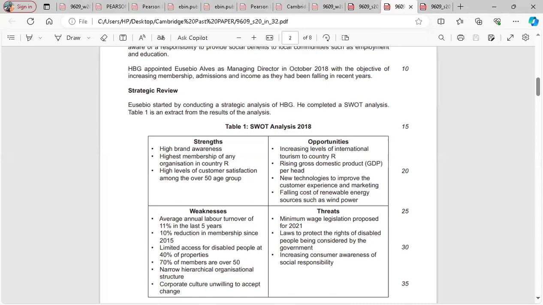When we talk about SWOT analysis, we're talking about the strengths, the weaknesses, the opportunities, and the threats that could affect the business. So when we talk about strength, we're talking about what HBG is doing well. The strength of a business is what the business is doing well. The weakness is what the business is not doing well. The opportunities are what is in the market that the business can explore. That means there's a gap in the market that the business can explore. That is the opportunities.